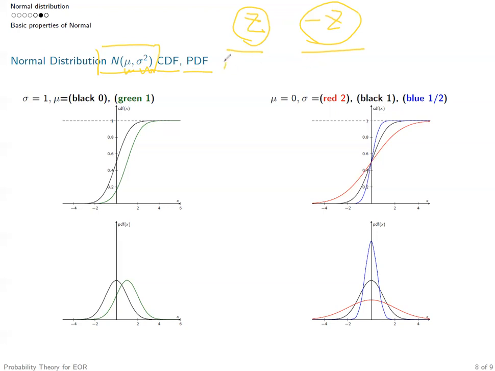If Z follows the standard normal distribution with mean 0 and variance 1, what is the mean of minus Z? We know it's again a normal distribution, and the mean will be 0 as well if we make use of the linearity of expectation. As for the variance, what is the variance of minus Z? This is minus 1 times Z.